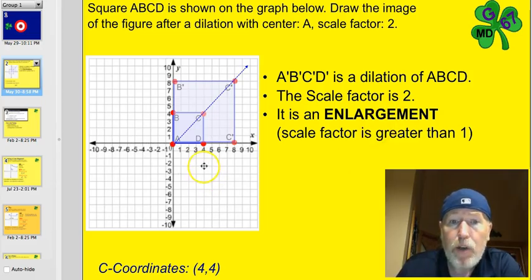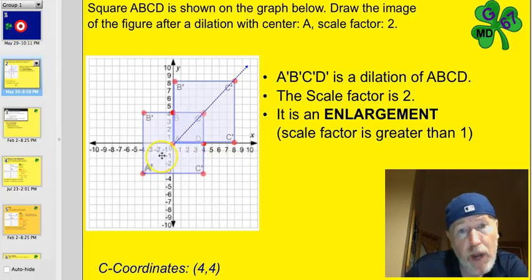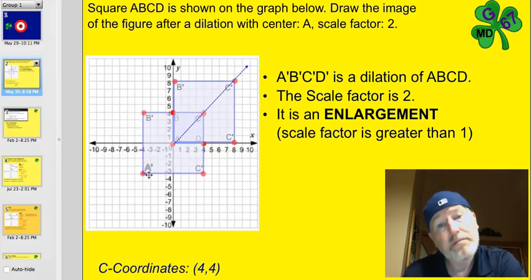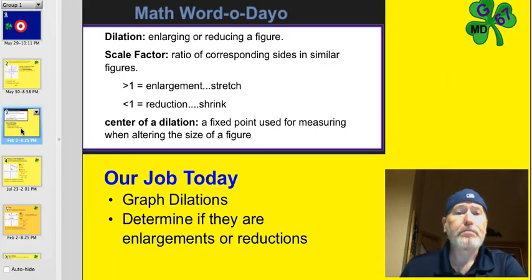Now, you might be wondering, what if I kept one of the other points fixed? Could I do that? Sure. If you wanted to keep point C fixed, you could dilate it this way. You'd be dragging it down, and it would look something like that.